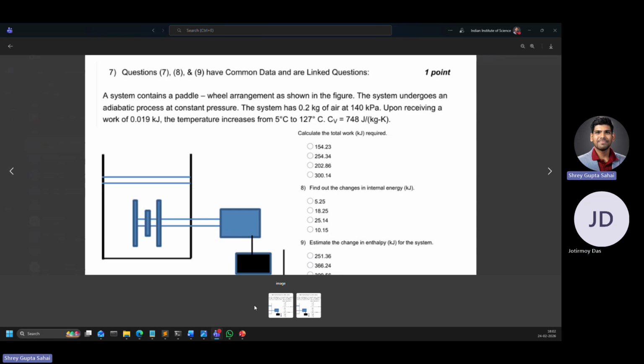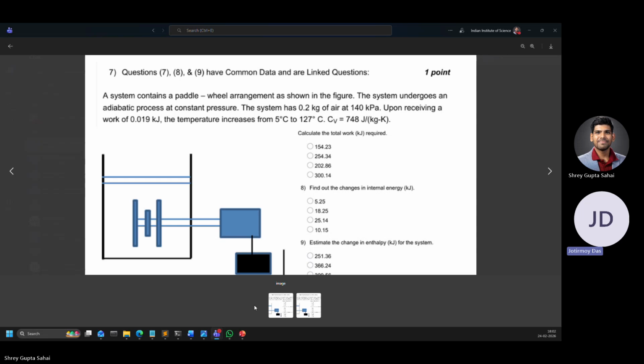While solving this question, we can see that we have to find out three things: the change in internal energy, the change in enthalpy, and finally the total work done. As far as the internal energy is concerned, m is given, Cv is known, and delta T is known. So this value comes out 18.25.